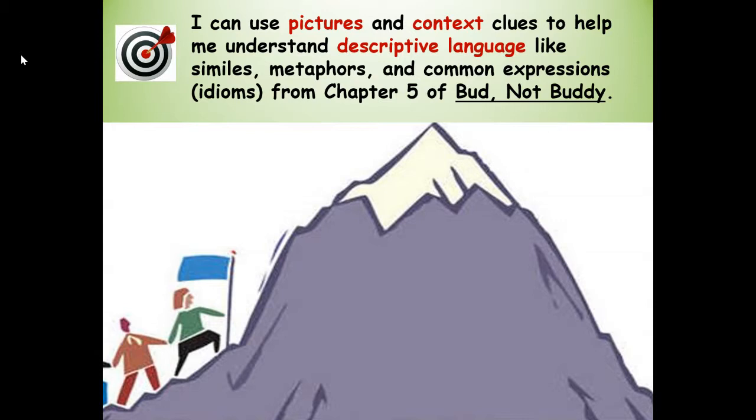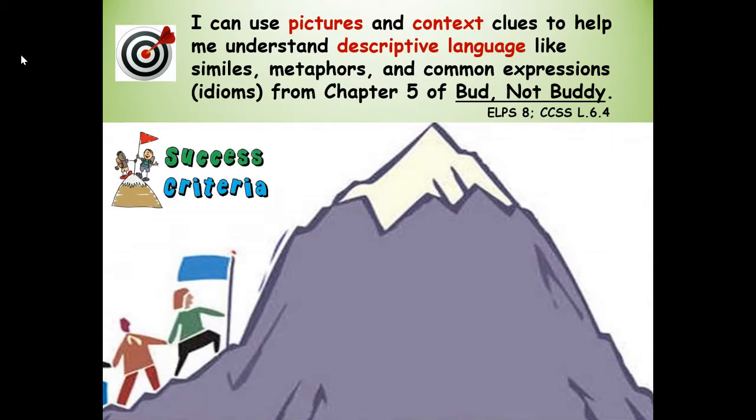So our learning target: I can use pictures and context clues to help me understand descriptive language like similes, metaphors, and common expressions or idioms from chapter 5 of Bud Not Buddy. Success criteria. That means how will you know you're successful at using pictures and context clues to help you understand similes, metaphors, and common expressions, as well as vocabulary words? Well, here are our steps to success.